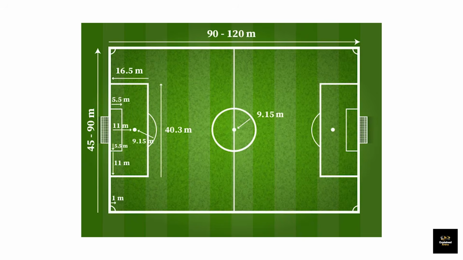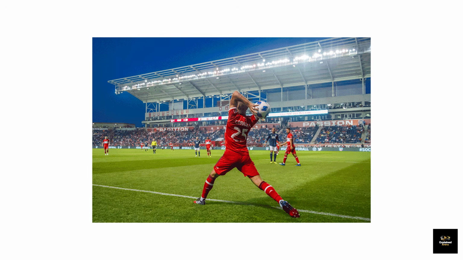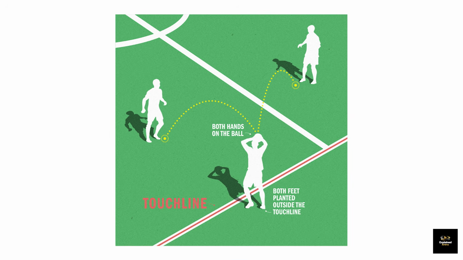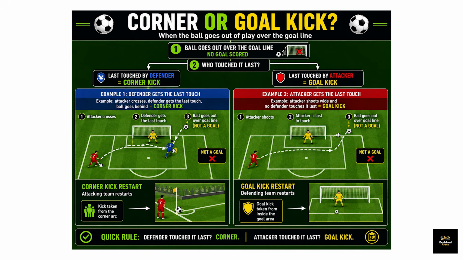The game is played within clearly marked lines, and when the ball completely crosses one of these lines, play stops and restarts in a specific way. If the ball goes out along the sides, it results in a throw-in. If it goes out at either end, it's either a goal kick for the defending team or a corner kick for the attacking team, depending on who touched the ball last.